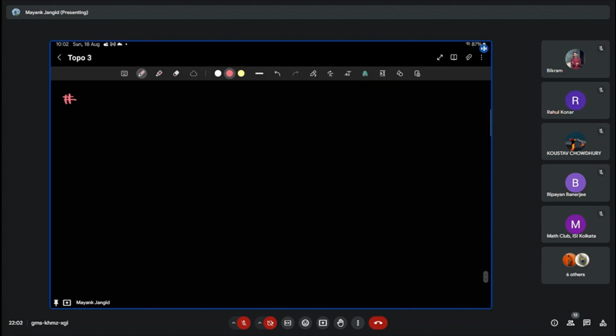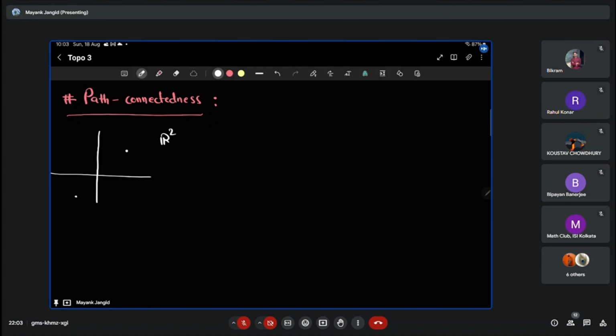So I will define path connectedness. This is more natural than the connectedness that we defined earlier. Just to give you an example, say we have R2. Then between any 2 points, I can have a continuous curve joining any 2 points of R2. When such things happen, we say that the space is path connected. I will define it precisely now.